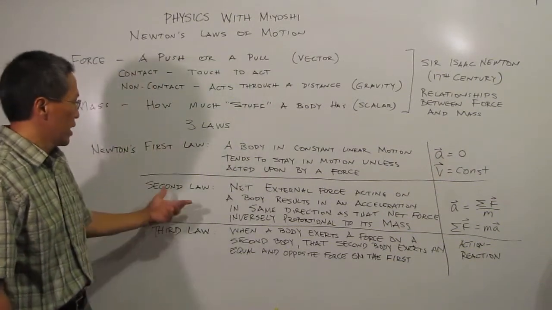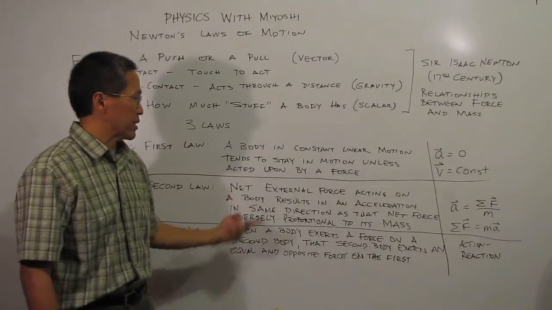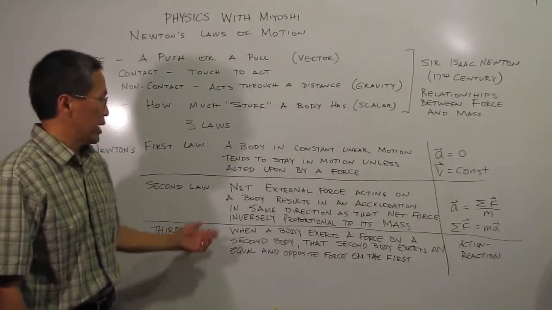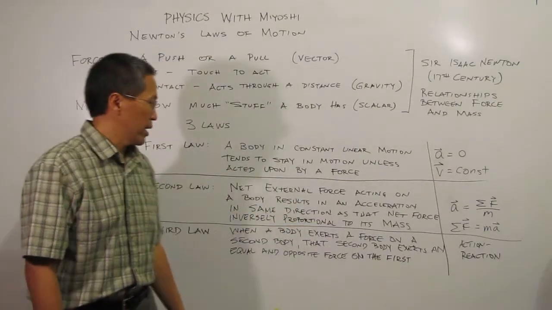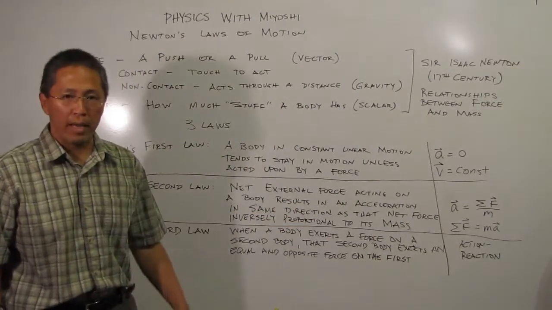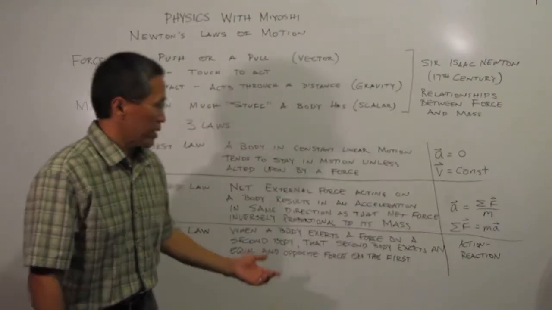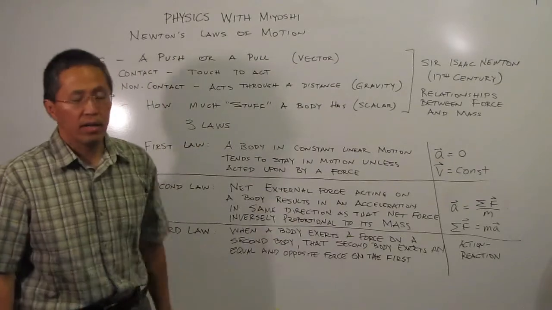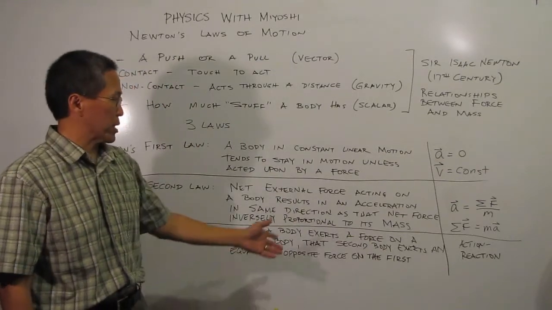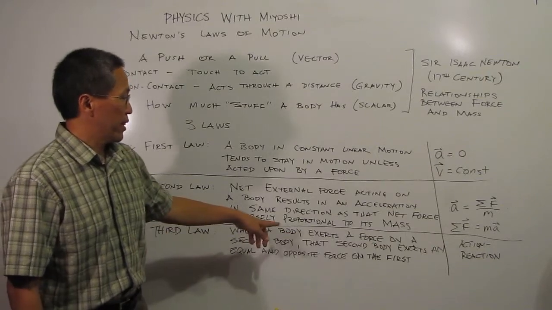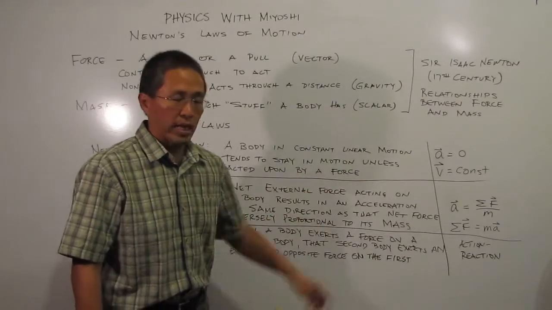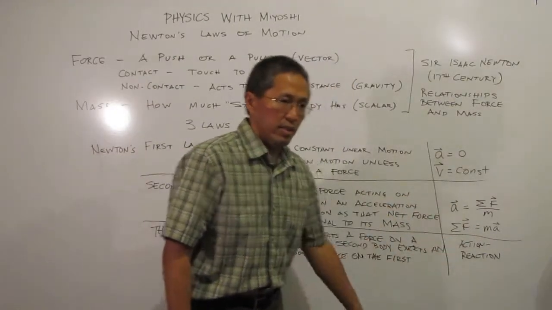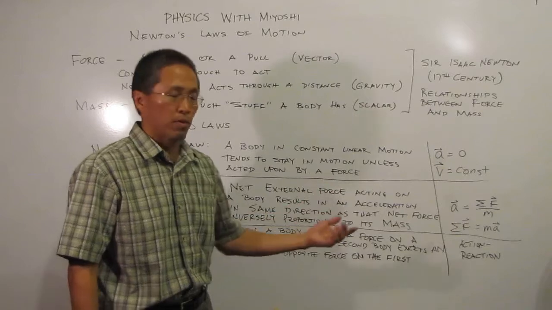magnitude. Newton's second law says that the net external force acting on a body results in an acceleration in the same direction as that force and inversely proportional to its mass. What that means is that if I push something with a force, and again force is just a push or a pull, then it will accelerate in the same direction that I'm pushing, but the bigger it is, the less acceleration I'll have, and the smaller it is, the more acceleration I'll have.